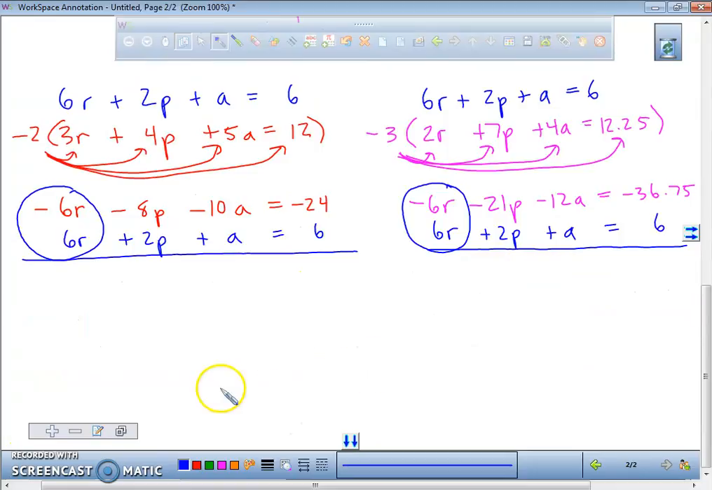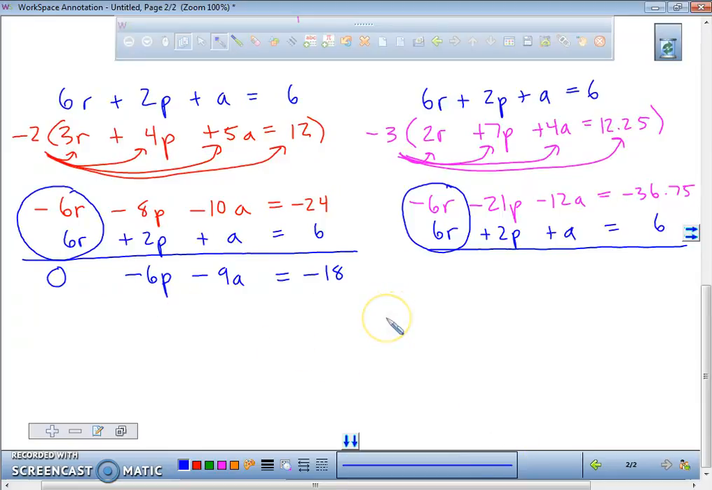All right, now let's add these two equations together. We see that these clearly zero out. -8P and 2P gets us a -6P. -10A and an A is a -9A. -24 and a 6 is a -18. Wow, that's a lot of negatives.